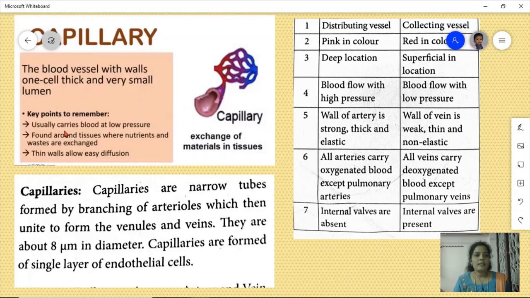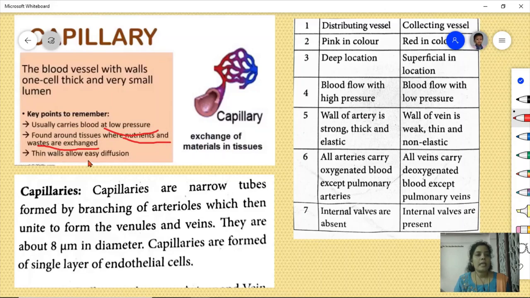Then what are the points? It usually carries blood at low pressure. All the vessels carry only blood. Capillaries are found around tissues where nutrients and wastes are exchanged. They exchange nutrients as well as wastes.